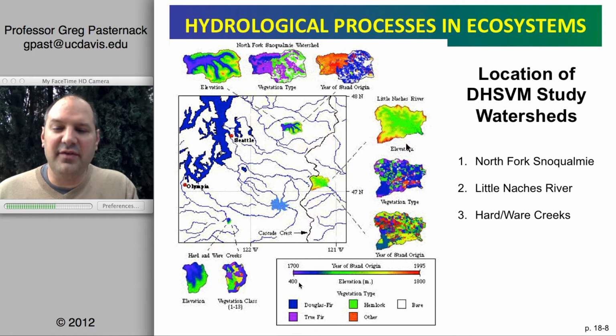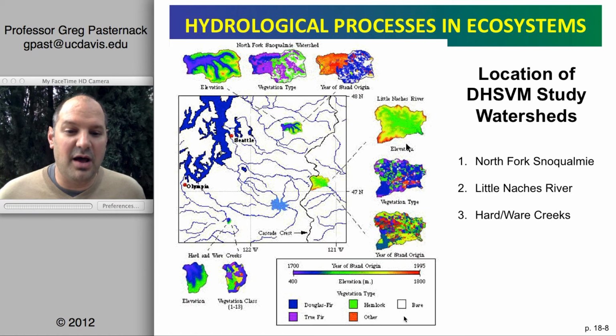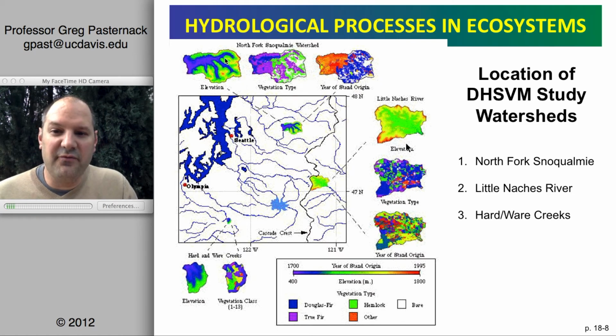If you're looking at an elevation plot, it goes from 400 to 1800. If you're looking at vegetation type, the colors go with those names of vegetation that are given. So there are 3 different watersheds here: the North Fork Snoqualmie, the Little Natchez, and then Hard and Ware Creeks. For those, there's a DEM in each case, the vegetation type, and then that history.